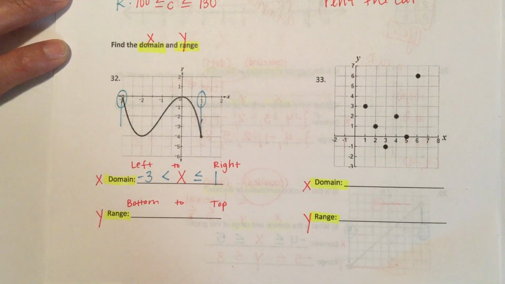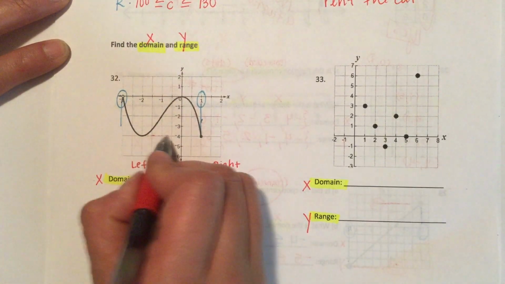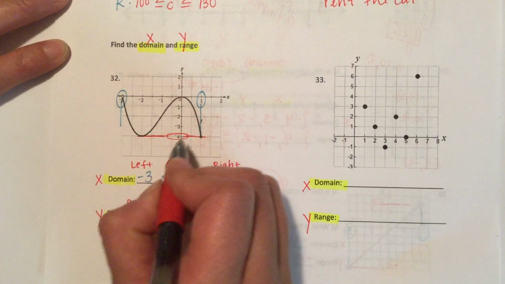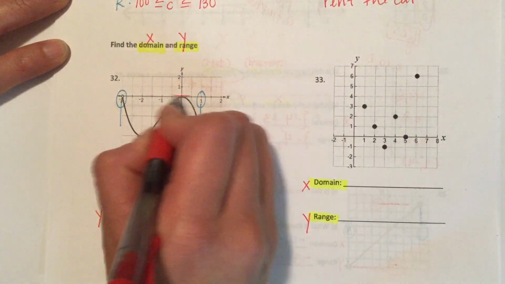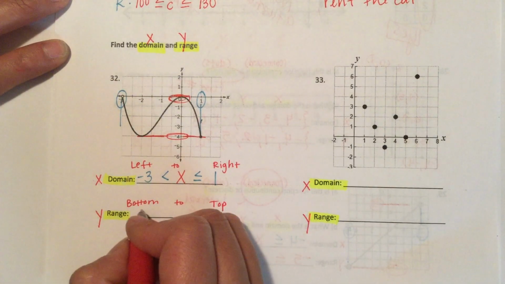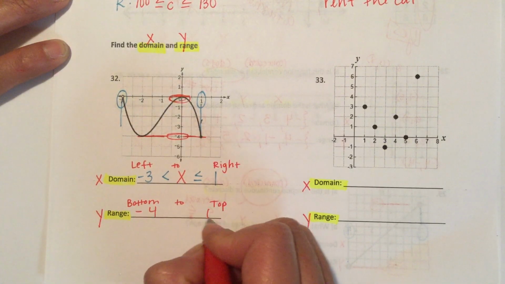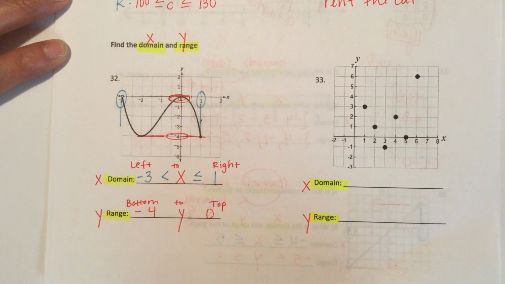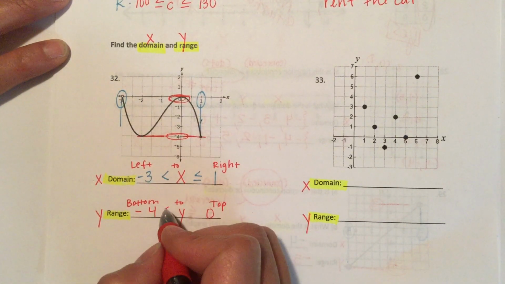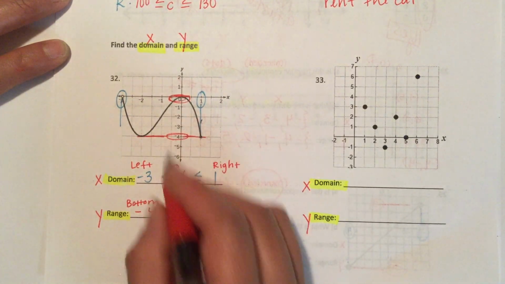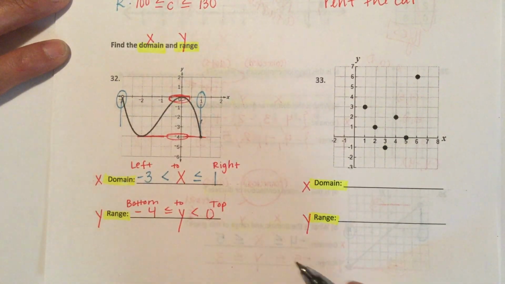For range, you look from bottom of your graph to the top of your graph. So from the bottom, it's -4, to the top, it's 0. Y goes in the middle. At -4, it's closed, so it's less than or equal to. At 0, it's closed. You just don't see it. It's less than or equal to.